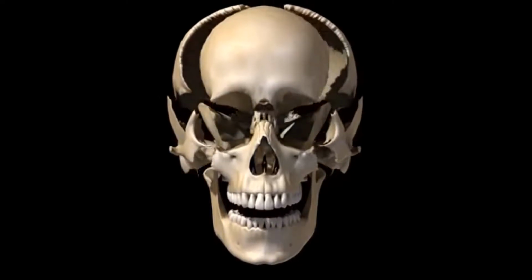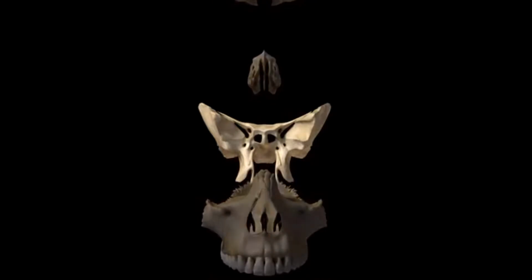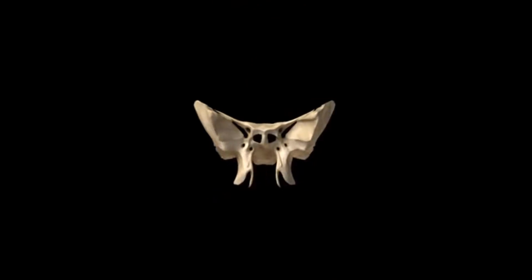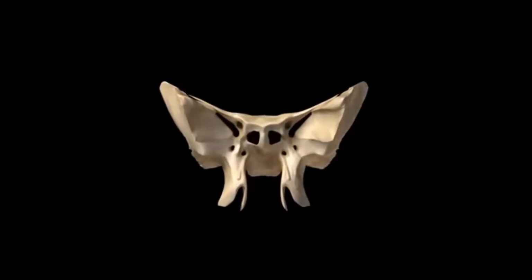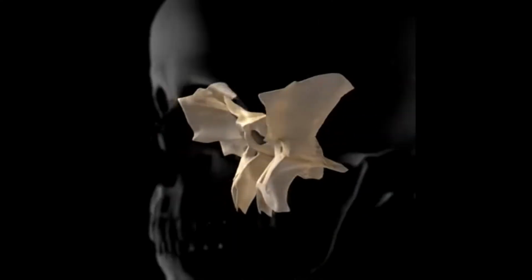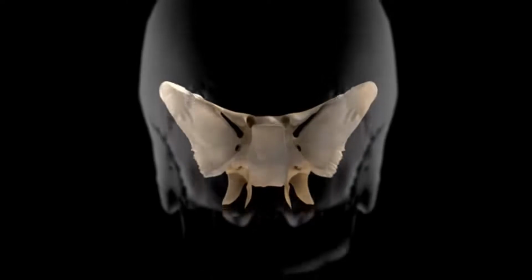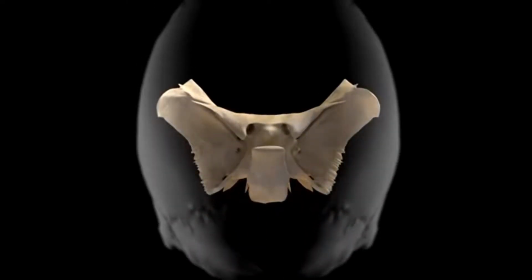Other bones become more visible only when looking inside the skull. The sphenoid bone makes up the anterior base of the cranium. It is a butterfly-shaped bone with a central body and 2 pairs of laterally projecting wings. These wings form portions of the orbit. The body of the sphenoid features a depression known as the sella turcica, which houses the pituitary gland.